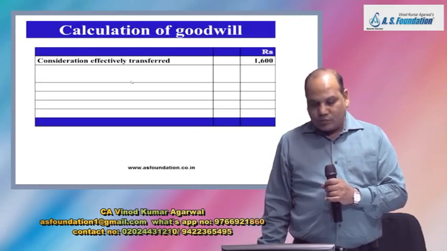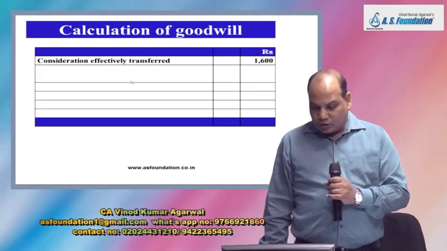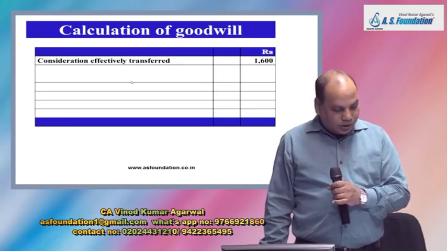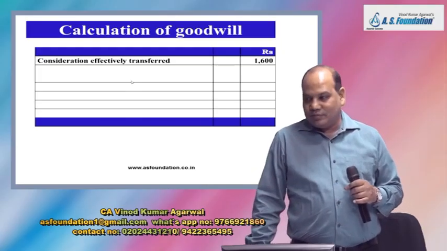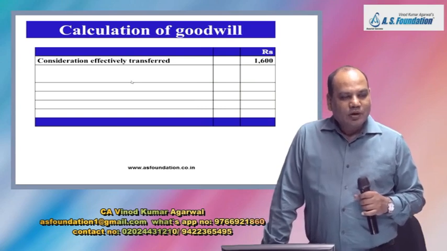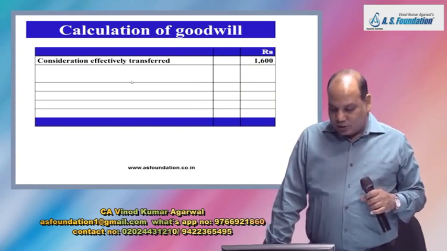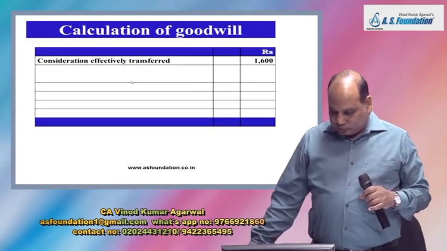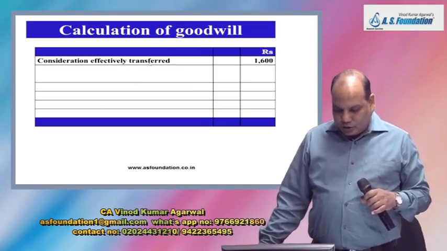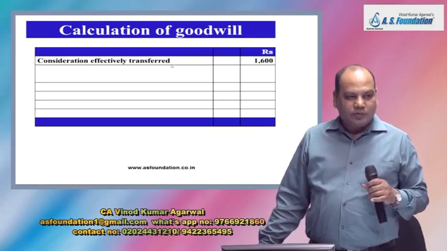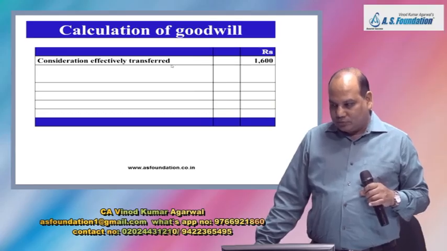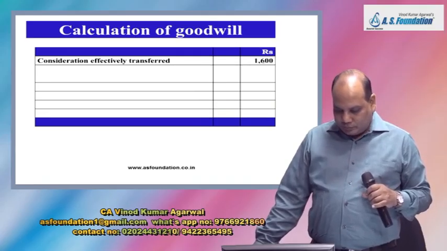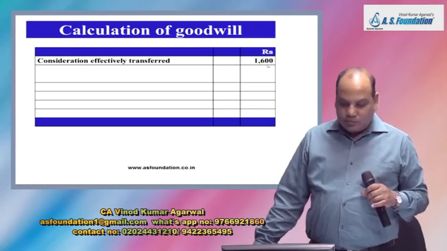Now next heading, write down calculation of goodwill. Very interesting question. Even though the legal acquirer is A, we are assuming as if it is an acquiree. And then how do we compute the goodwill? We take the consideration effectively transferred, which is 1600.